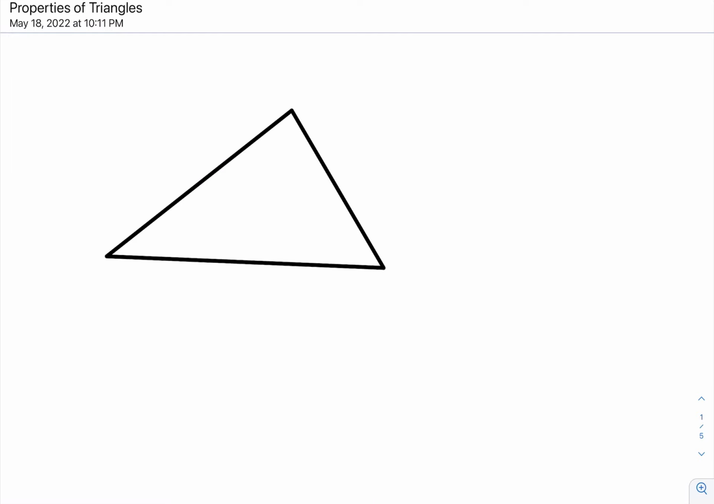Hi everyone, let's talk about properties of triangles here. So triangles, tri is a Latin prefix for three. So a triangle is any polygon or shape with straight lines like this that has three edges and three angles.